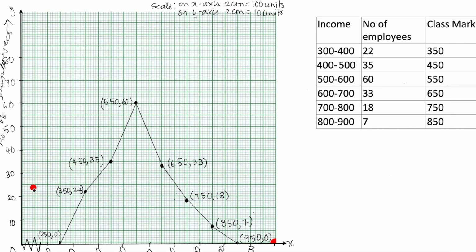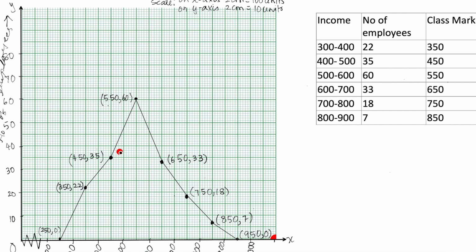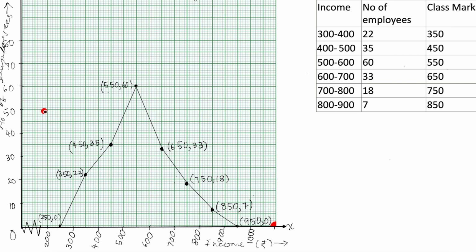Now make sure that your graph is spread over more than half of the graph paper. All right. That gives the clarity. So we will take 2 centimeters. This is 1 centimeter. This is 2 centimeter. 2 centimeter equal to 10 units, that is 10 employees. 2 more centimeters and that's 20. 2 more centimeters, 30. And we calibrate this axis also. So let's plot the points.